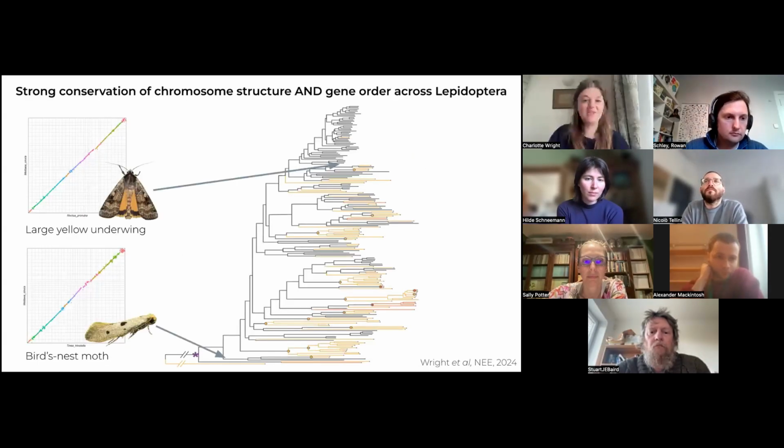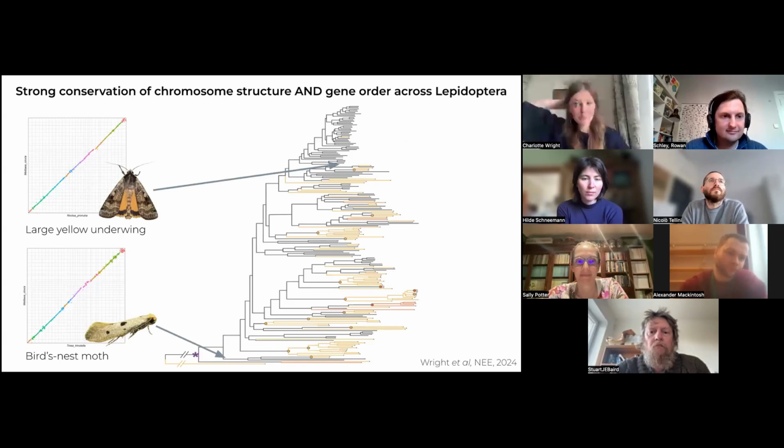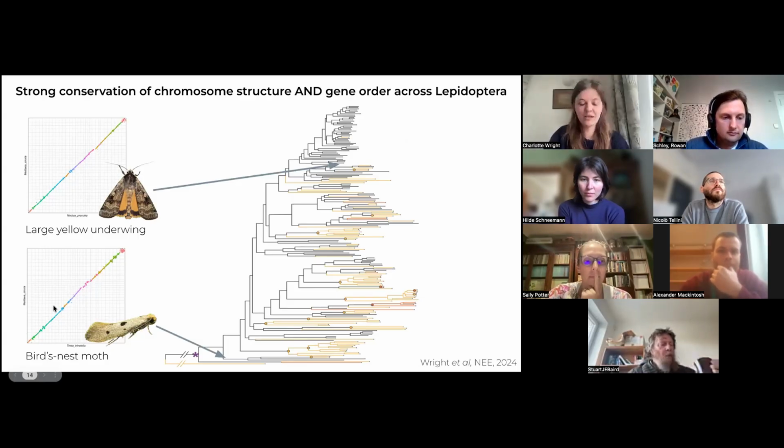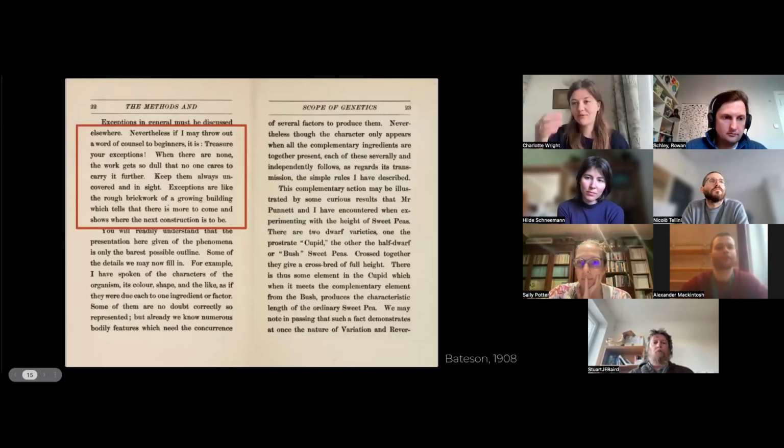Just to say, the Lepidoptera are strange because they don't just preserve chromosome structure, but they also conserve gene order. So you can look across vast periods of evolutionary time, and you have gene A next to gene B, next to gene C, and so on, as shown here with the yellow underwing and the bird nest moth, where you're looking at the location of the genes compared to a butterfly, and you have this straight line indicating they're the same. And so we're left with this question of why are they so stable and why do they perhaps not show the patterns that we might expect?